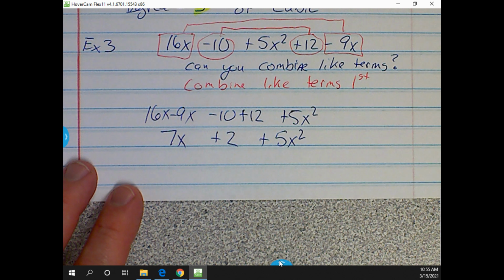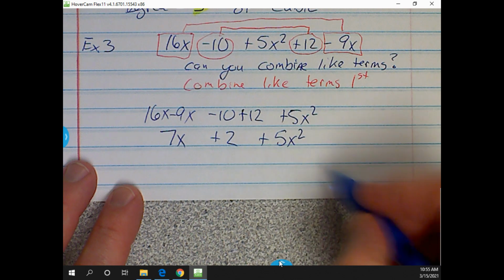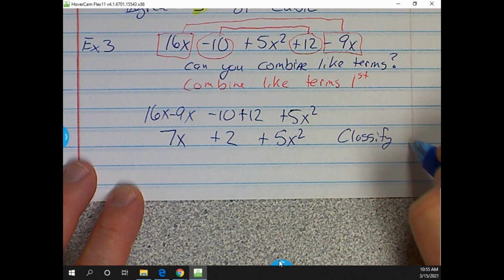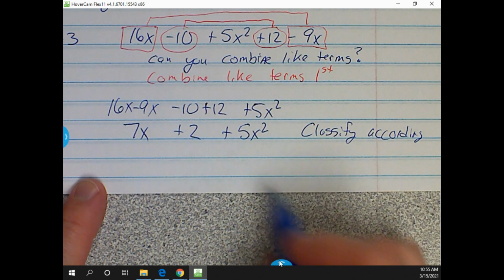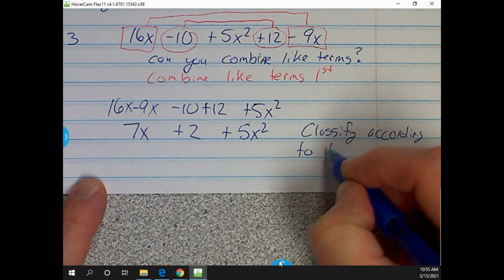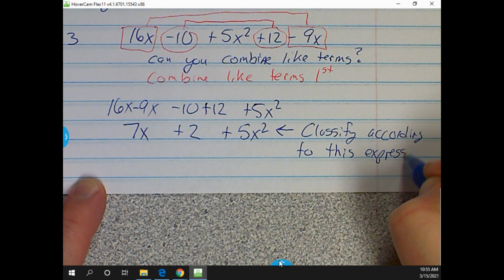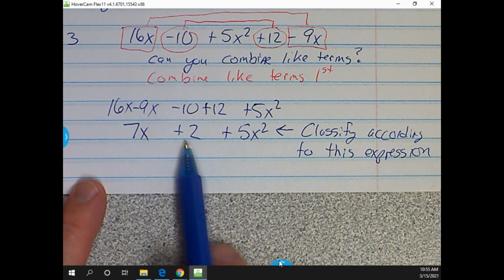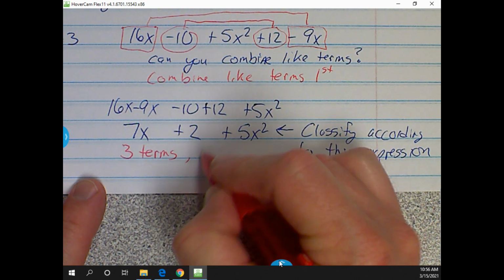Okay, so if you can combine like terms, you go ahead and do that first. And then once you combine your like terms to get down here, now you start counting, you classify everything based on this. So you're going to classify according to this expression. What looks like 5 here, once you do some combining like terms and get to here, well, now you've got 1, 2, 3 terms. Or again, trinomial.